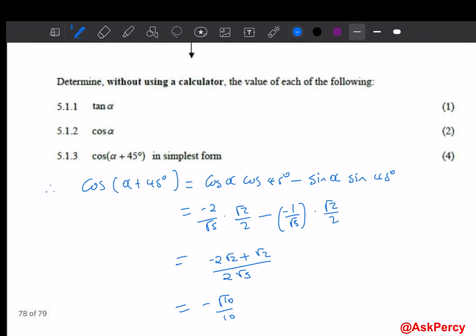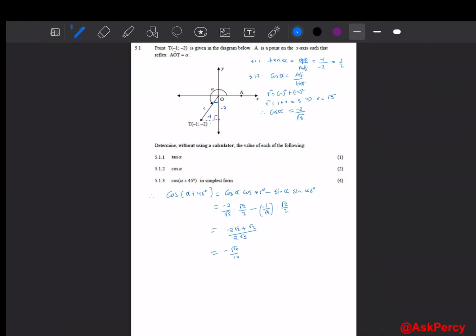So this is how you actually will calculate questions on trigonometry, especially these types of questions. Super easy, super helpful. Take care.